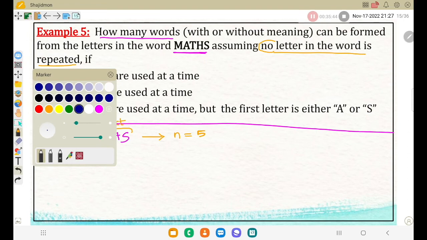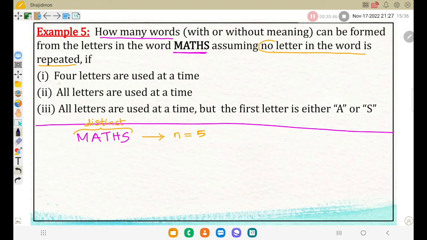Now read the first part of the question. 4 letters are used at a time. Out of 5 letters, 4 letters are used at a time. How many words can be formed, with or without meaning? That is the first part of the question.